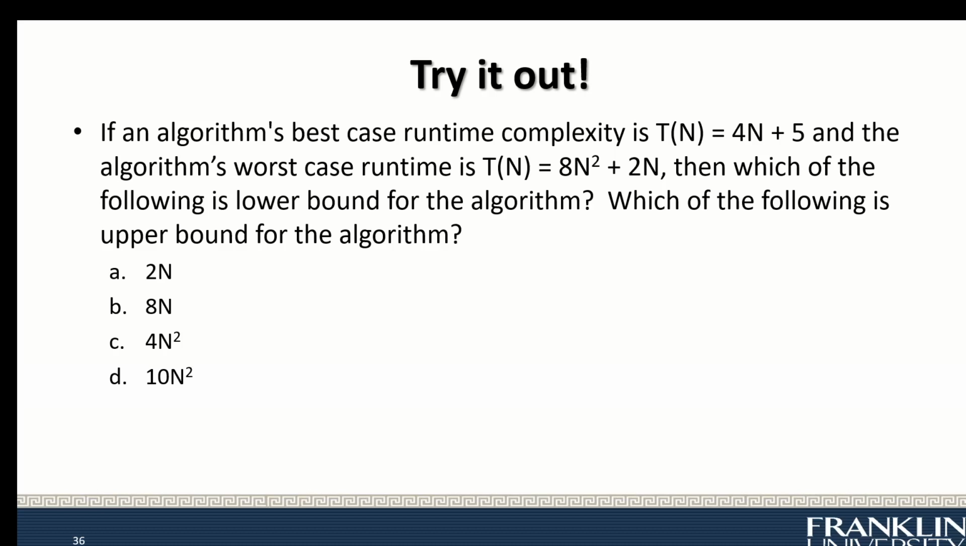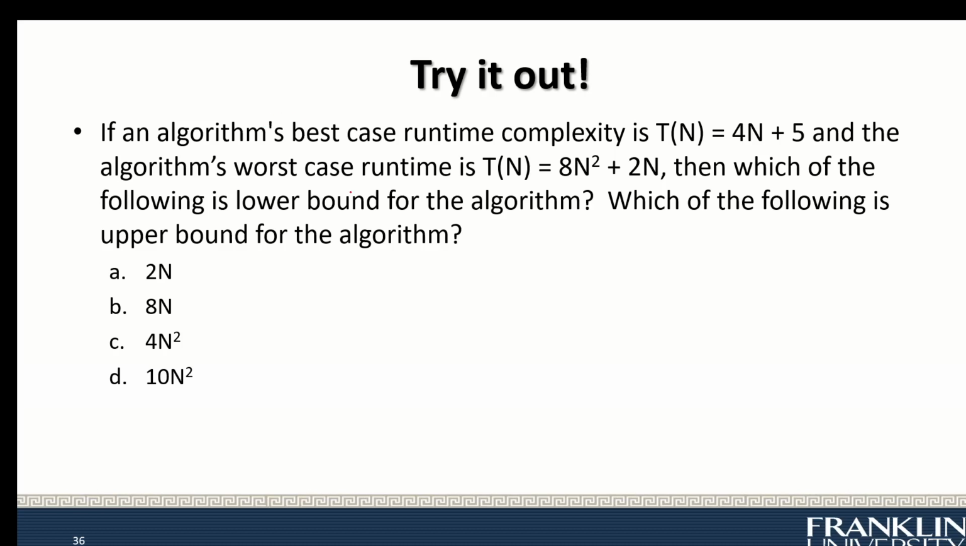So if an algorithm's best case runtime complexity is 4n plus 5, and the worst case runtime complexity is 8n squared plus 2n, which of the following is a lower bound for the algorithm? Which of the following is the upper bound for the algorithm? Notice that these are just choices. The lower bound and upper bound could be other answers, but for these given choices, what is the lower bound? What is the upper bound?